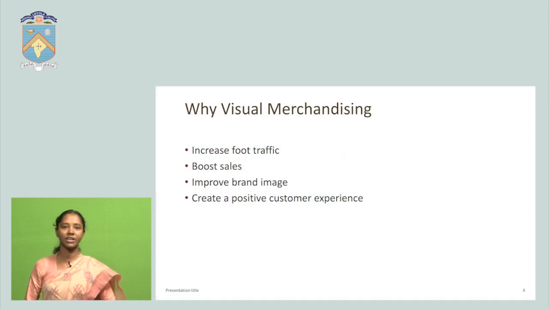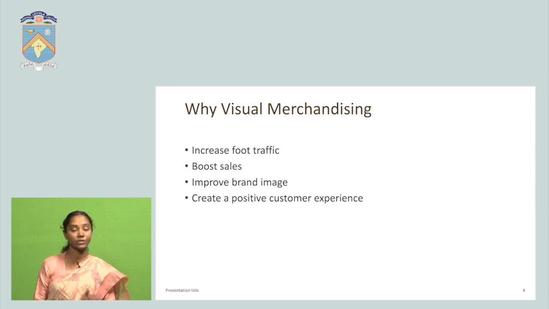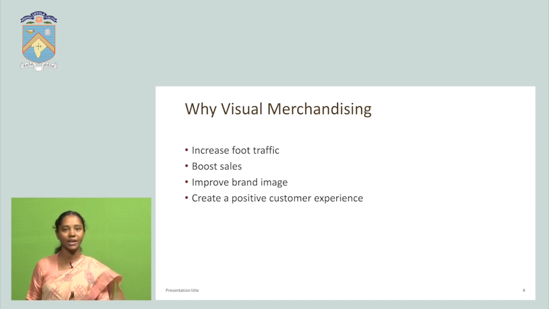So, why do we need visual merchandising? First we should understand. The first point is increasing foot traffic. Increasing foot traffic means the customer flow or walk-ins to a particular store mainly depend upon the window display we present at the front end of the store. Based on that display at the front end, it is the basic element to bring a customer into a particular retail store.